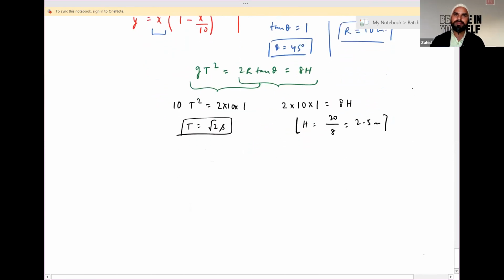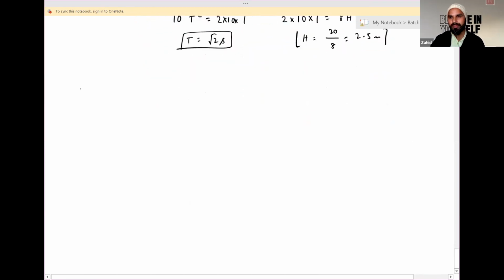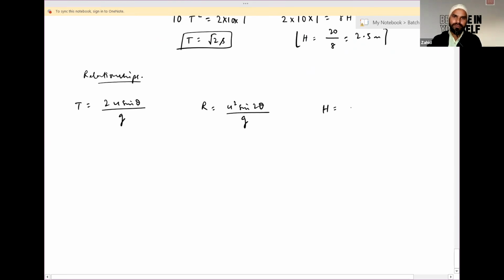Now there is some relation according to complementary angle for these parts. First, time of flight equals 2 times u sine theta divided by gravity. Range equals u square sine of 2 theta divided by gravity, and height equals u square sine square theta divided by 2 times g.